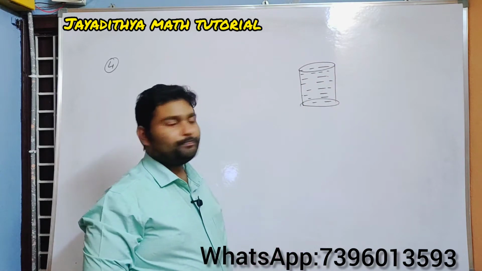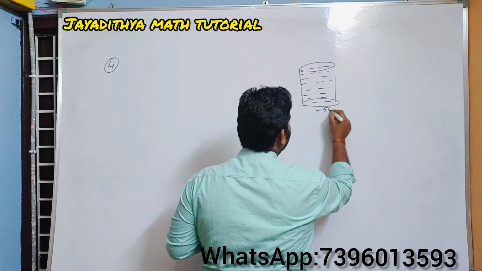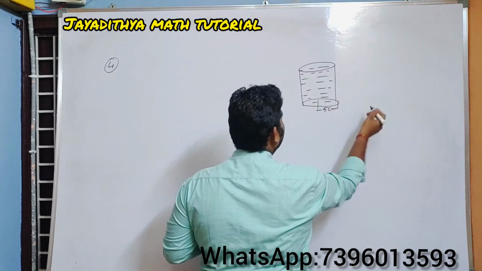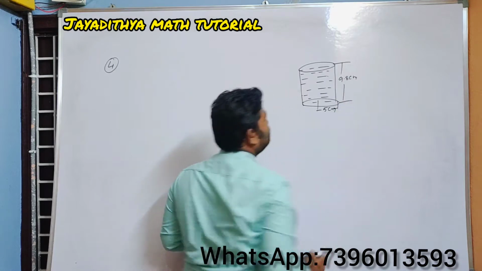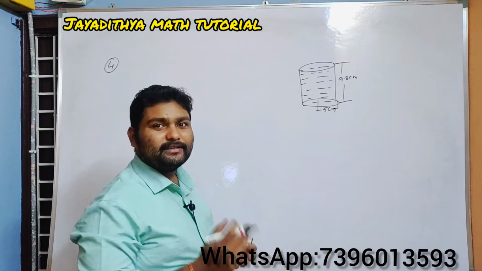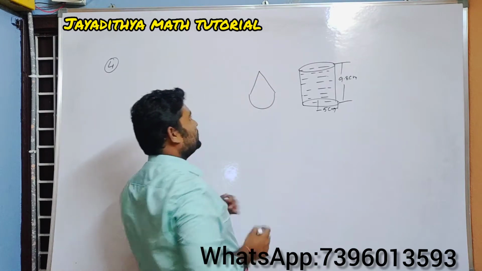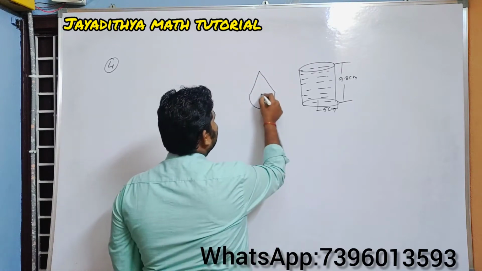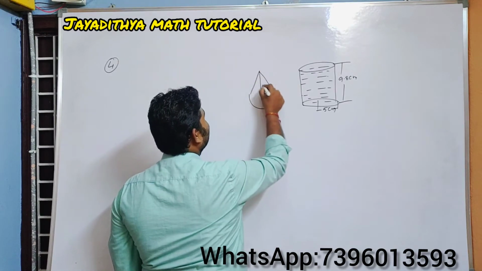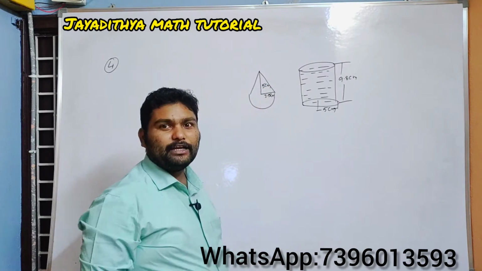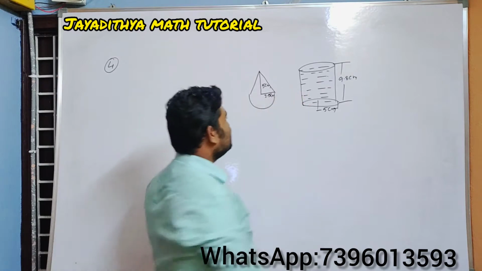In this cylinder he has given some dimensions. Let us write the dimensions also. The radius is given as 5 centimeters and the height is given as 9.8 centimeters. In this cylindrical beaker there is a solid like a cone mounted on a hemisphere. The radius of the hemisphere is 3.5 centimeters and the height of the cone is given as 5 centimeters, and this complete part is immersed in the cylindrical beaker.